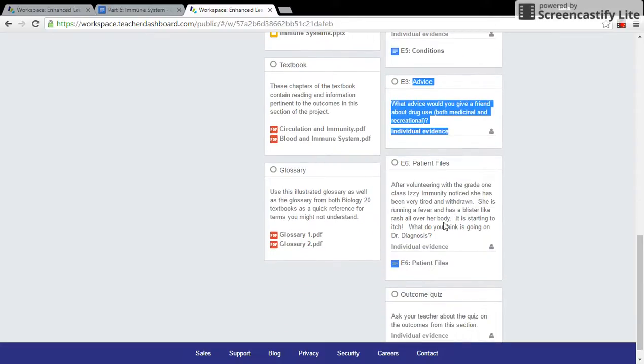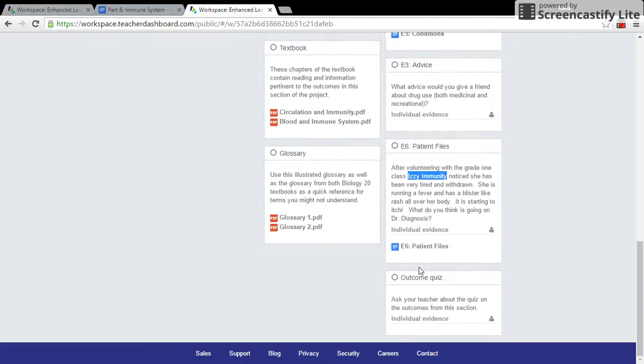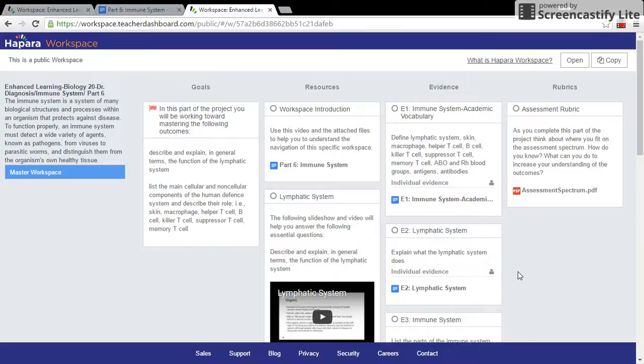But then you're going to have patient files. So there's those patient files. Izzy Immunity, she showed up. She's had some problems. She's talking to you about what she can do. There's an outcome quiz here, so make sure you're double checking with your teacher how they want you to complete that. There is no optional lab here. So just always checking back to that assessment rubric.